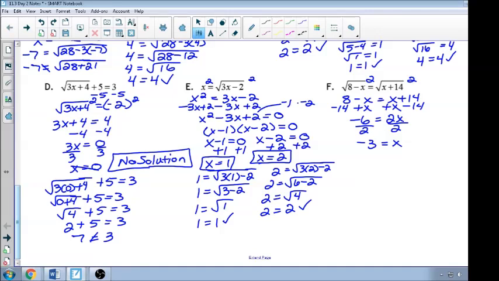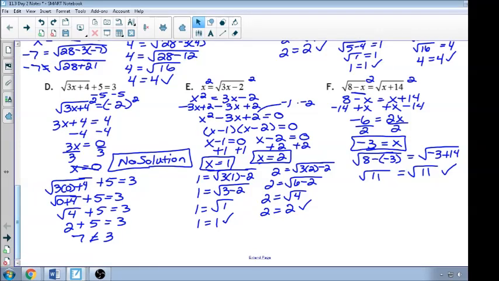Again, I want to check this. I can never assume anything. I want to go ahead and check to see if this will work. So I take the square root of 8 minus the negative 3. That's from this spot right here. There's a negative in front of my x. Well, my x is negative 3, so I need to have both negatives there. And then for the other side, the square root of negative 3 plus 14. So 8 minus a negative 3 is the same as 8 plus 3, which is 11. So I have the square root of 11 is equal to the square root of negative 3 plus 14, which is also the square root of 11. The square root of 11 is equal to the square root of 11. So my answer is good.